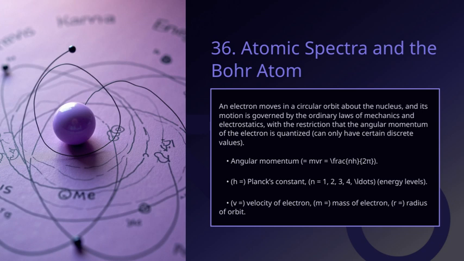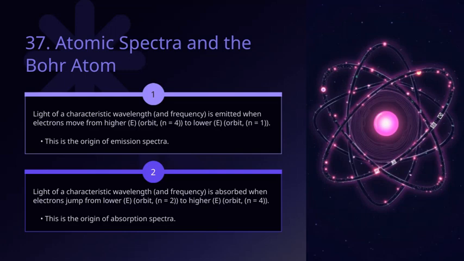Now, regarding the electron's movement, it travels in a circular orbit around the nucleus. Its motion follows the usual laws of mechanics and electrostatics, but with a crucial twist. Its angular momentum is restricted to these particular quantized values. This restriction is what leads to the stability of certain orbits and the discrete energy levels we observe in atomic spectra.